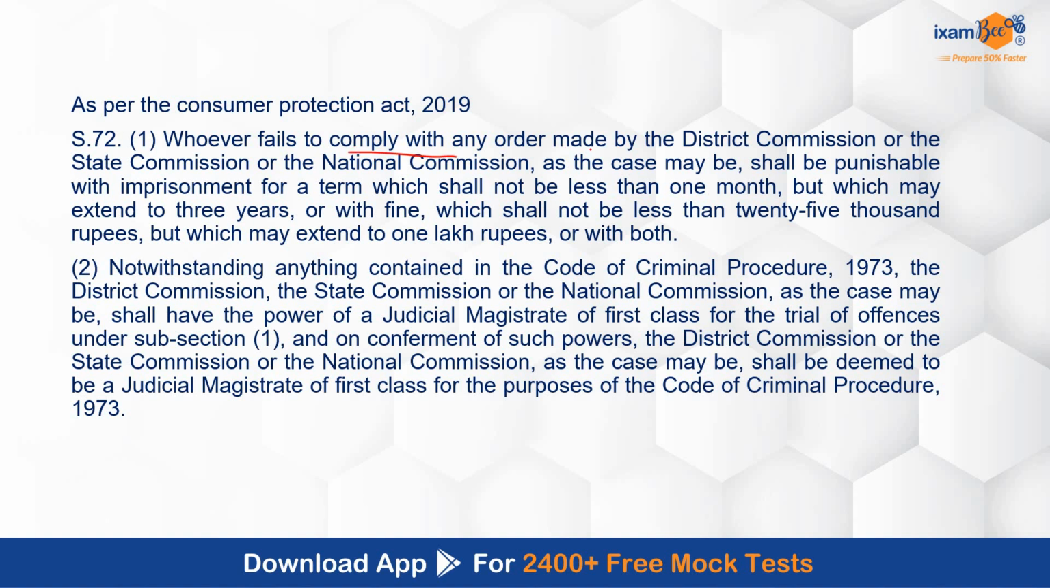Whoever fails to comply with any order made by District Commission or State Commission or National Commission, as the case may be, shall be punishable with imprisonment for a term which shall not be less than 1 month, but which may extend to 3 years, or with fine which shall not be less than 25,000 rupees, but may extend to 1 lakh rupees, or with both, notwithstanding anything contained in CrPC. The District Commission, State Commission or National Commission, as the case may be, shall have the powers of Judicial Magistrate of First Class for the trial of offences under subsection 1.